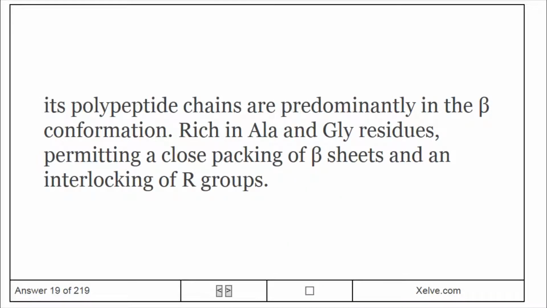Silk fibroin. Its polypeptide chains are predominantly in the beta conformation, rich in ALA and GLY residues, permitting a close packing of beta sheets and an interlocking of R groups.